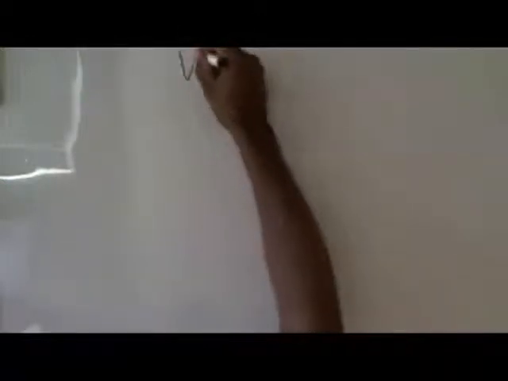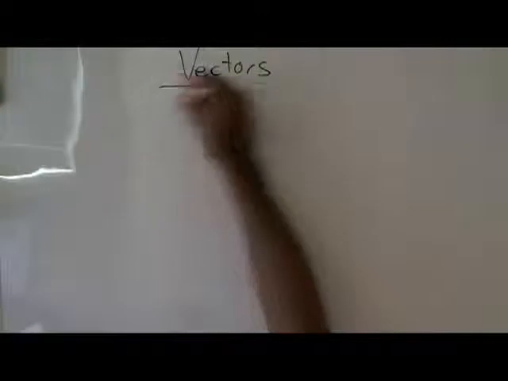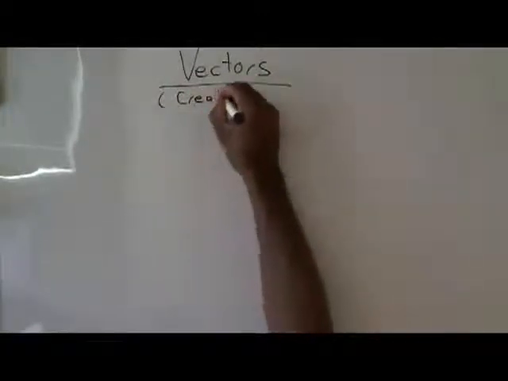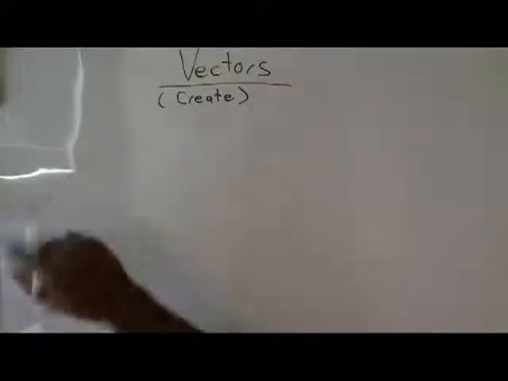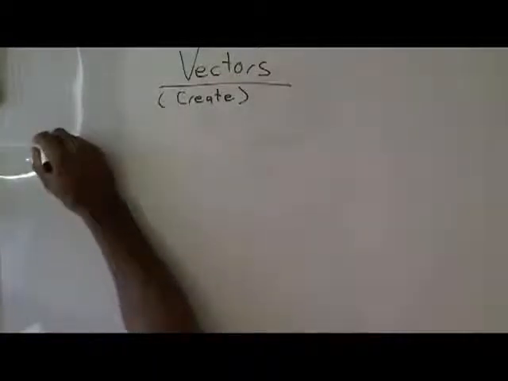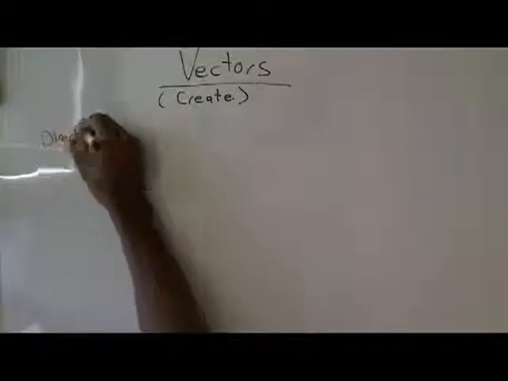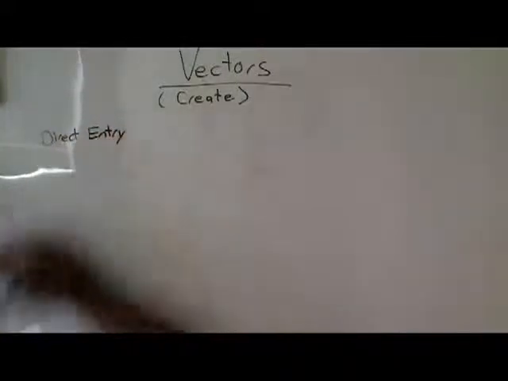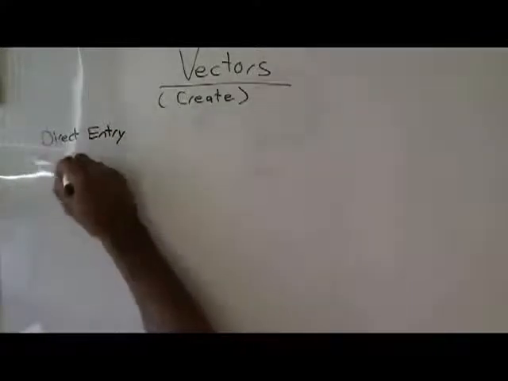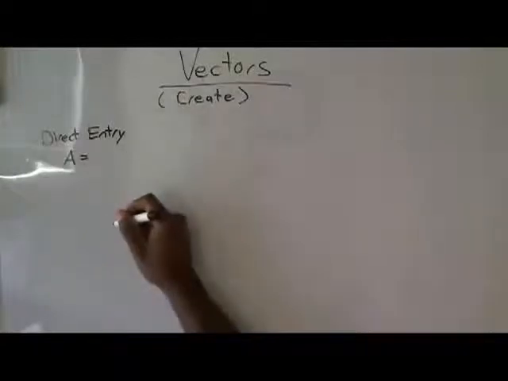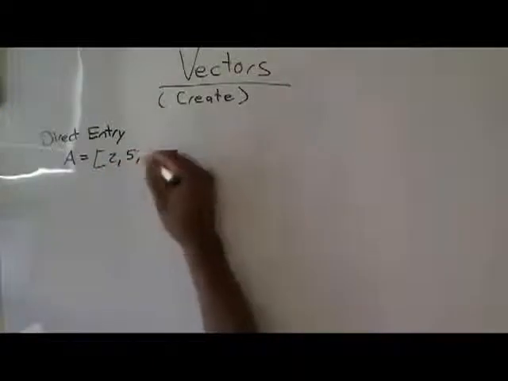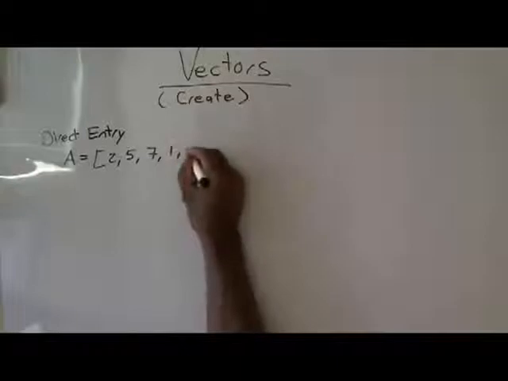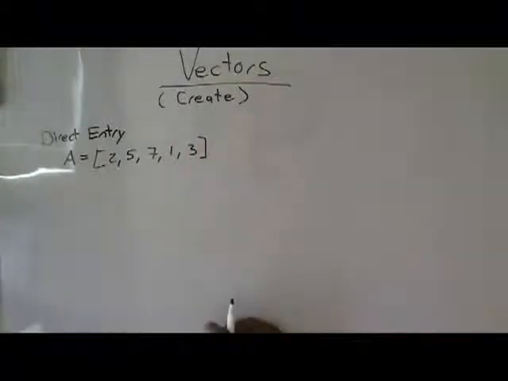So continuing our discussion on vectors, let's talk about how you create vectors. You can create vectors in a lot of different ways. The first way is what I call direct entry, which is just entering the values in. It's like the example I showed a little earlier. If I have vector A, and I'm using a capital variable name here, vector A equals 2, 5, 7, 1, 3. There's vector A. So I define it by doing direct entry.